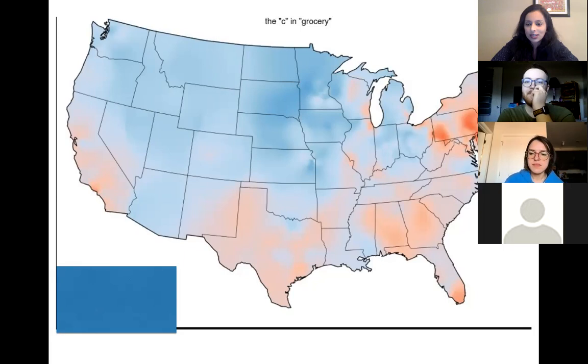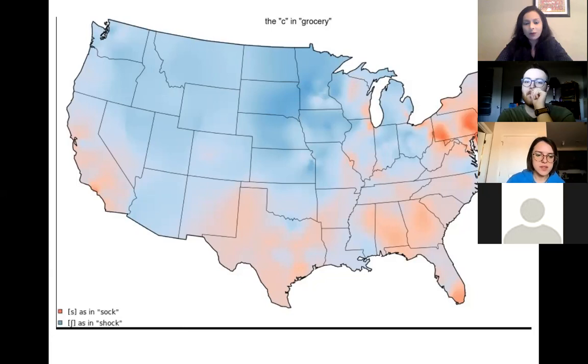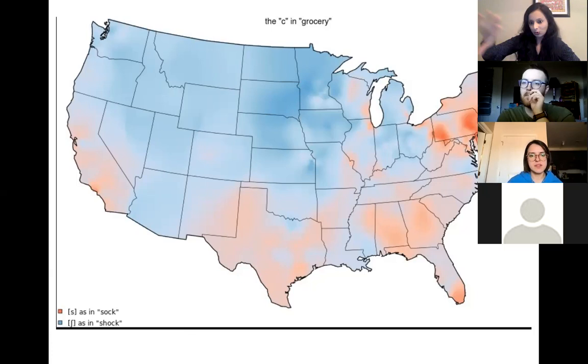But I think it's pretty robust all across Kansas. All that blue is groceries, as in shocked with the sh, and the red is where you would see the s. So groceries as in sock. And again, British says groceries, and that's why the majority of the East Coast still says grocery. And then the more we move to the interior of the country, it started moving into the sh kind of pronunciation.